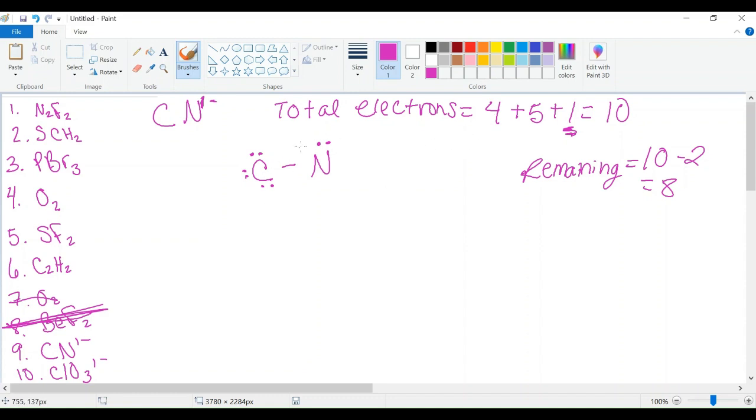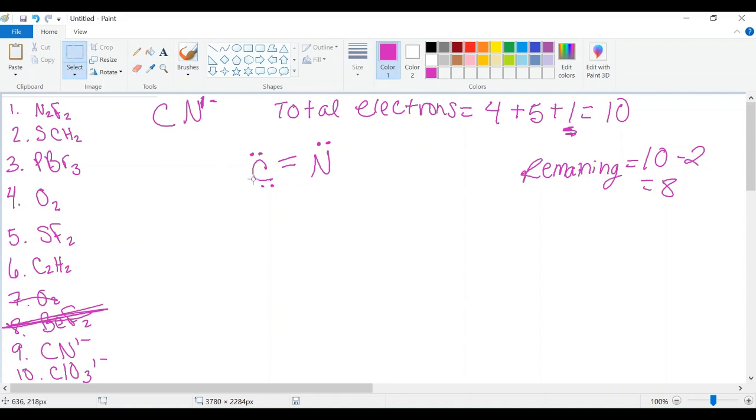And now I've got to make sure everybody has a full octet. In this case, my carbon does, but my nitrogen only has 4 electrons around it. So I need to draw some bonds. I'm going to take these 2 electrons away and turn those into a bond. That gives me still 8 electrons around carbon, but now I have 6 around nitrogen. So we're a little closer, but we're not all the way there.